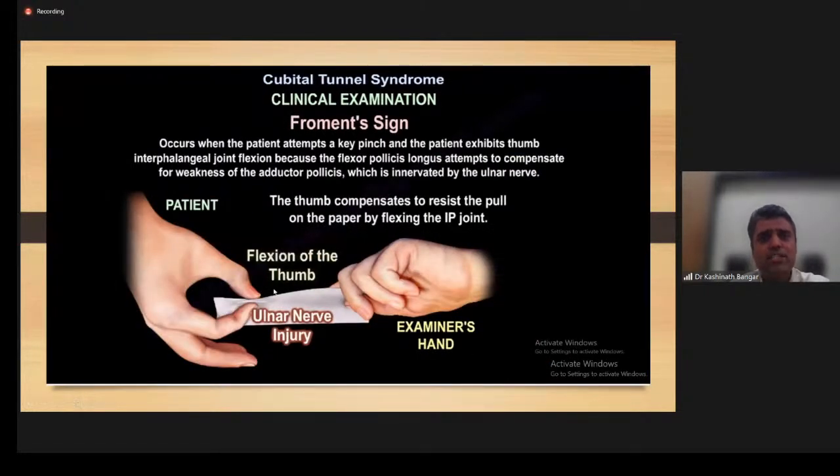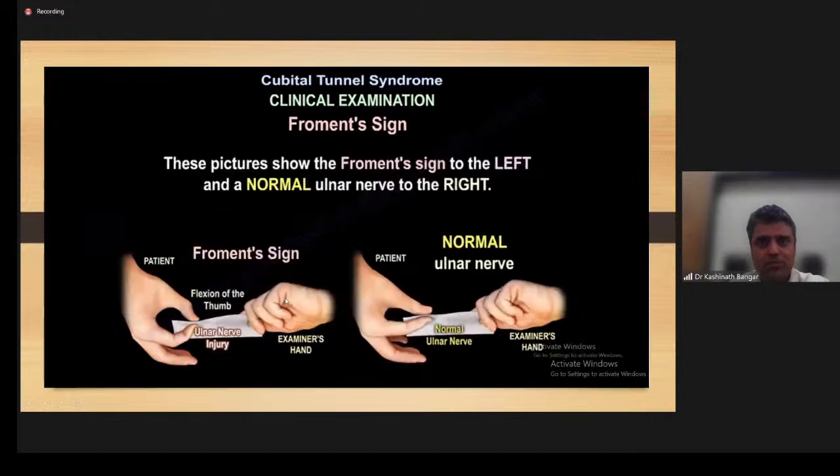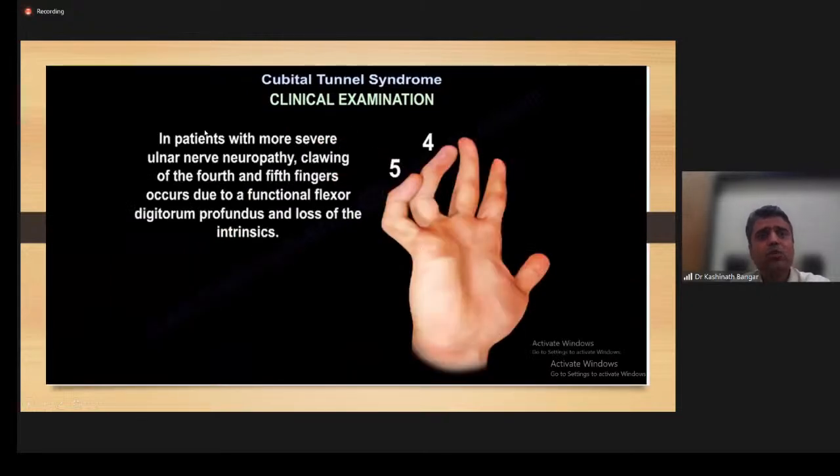Froment sign is when the patient is not able to hold a piece of paper straight. So it is compensated by the thumb, to reduce the pull on the paper, by flexing the IP joint. So this is a Froment sign positive. Normally the patient can hold like this, but if there is ulnar nerve compression or ulnar neuropathy, then the thumb IP joint has to be used by the patient. Okay. Then there could be a claw hand, because in most severe cases of ulnar neuropathy, clawing of the fourth and fifth fingers occurs due to the unopposed flexor digitorum profundus and loss of the intrinsic muscles.